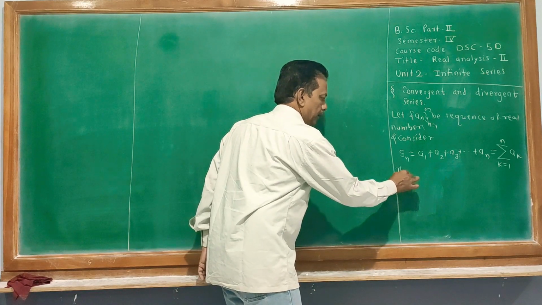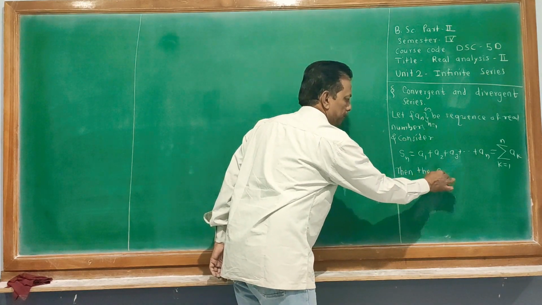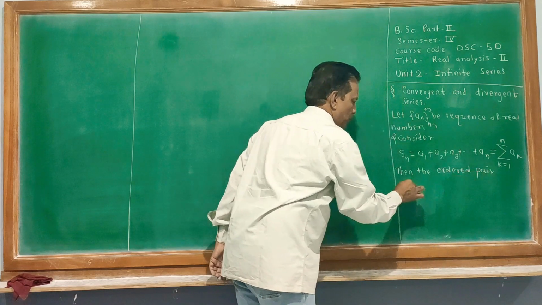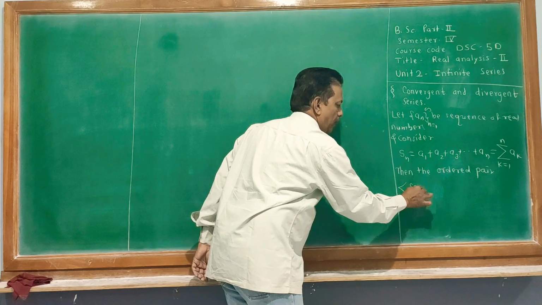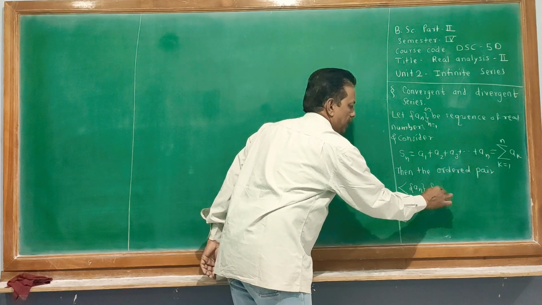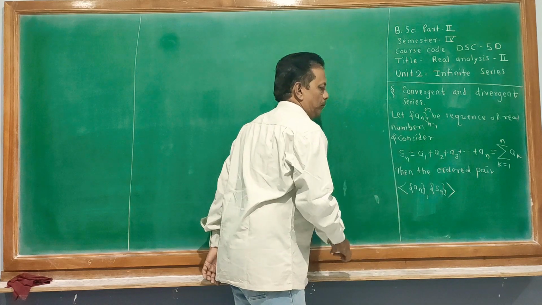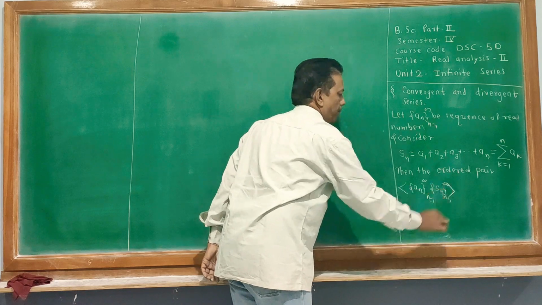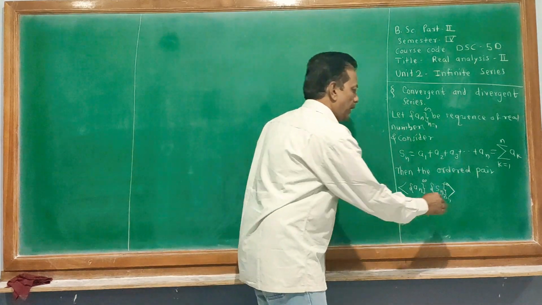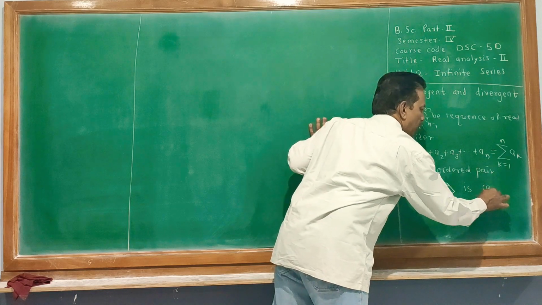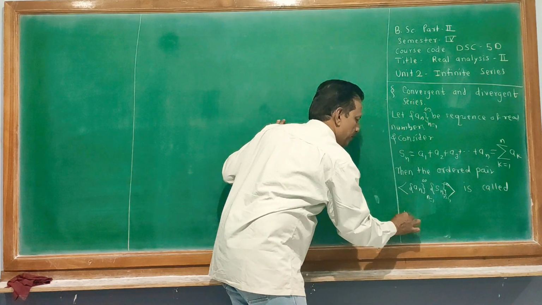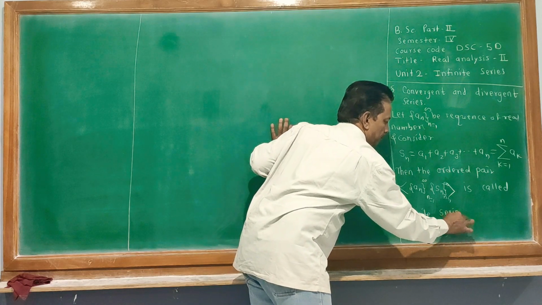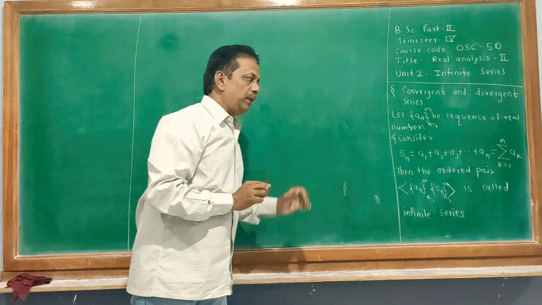Now, then the ordered pair, say sequence An and sequence Sn, here n is equal to 1 to infinity. This is the ordered pair and is called an infinite series. This is the definition of infinite series.